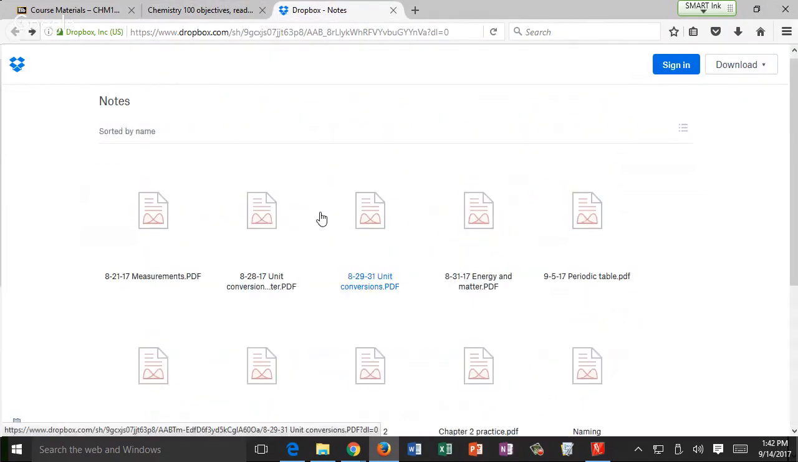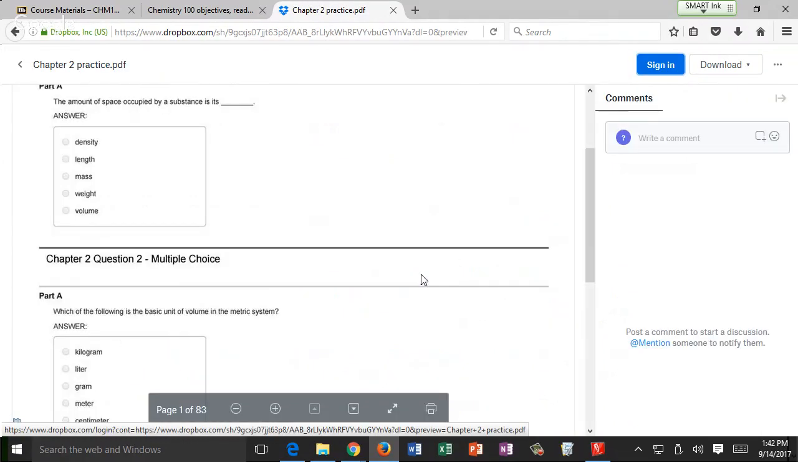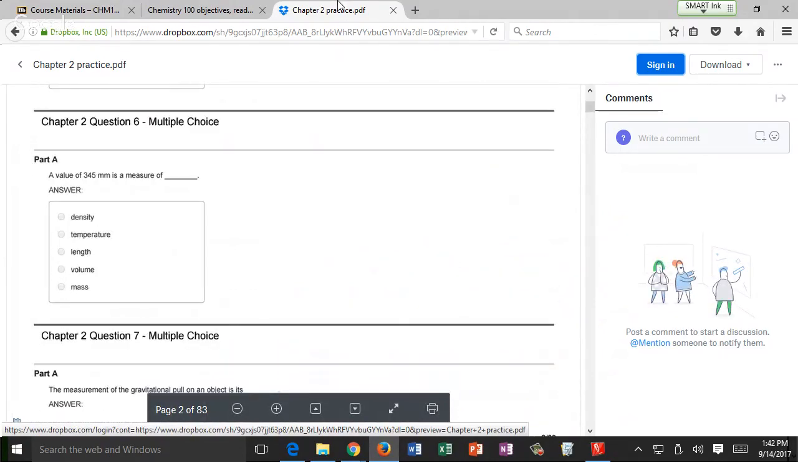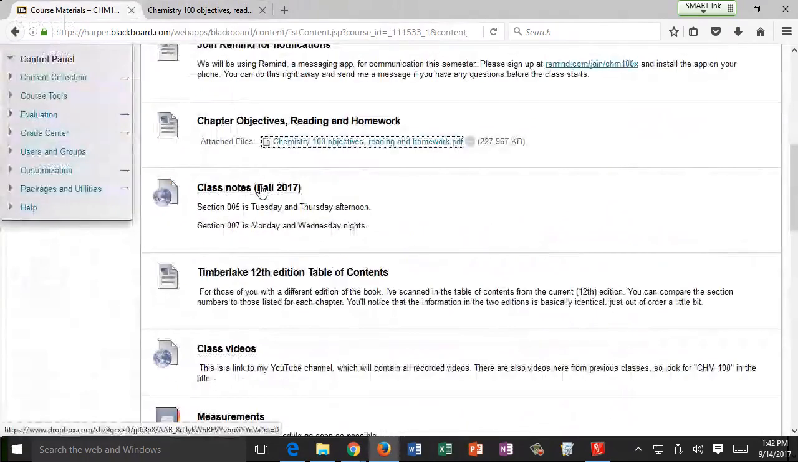Additionally, in the notes folder, I've put a couple more documents of some practice problems. Chapter 2, because I know people wanted a little more practice with that. That was the conversions and density, all that stuff. So there's, I think, 80-some pages of problems that I printed off from an online homework thing here. The answers are also there, so you can check that. And then there's also one for Chapter 6 for the naming stuff. So you can look at that as well.